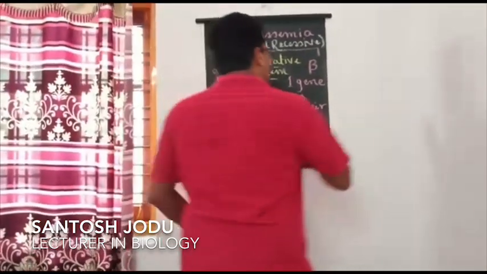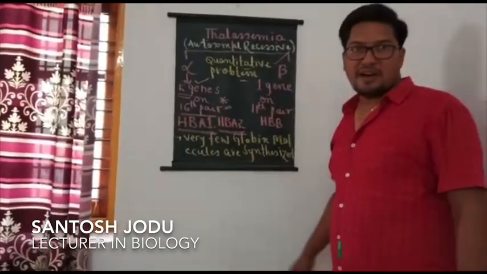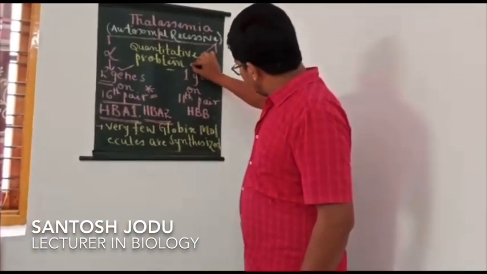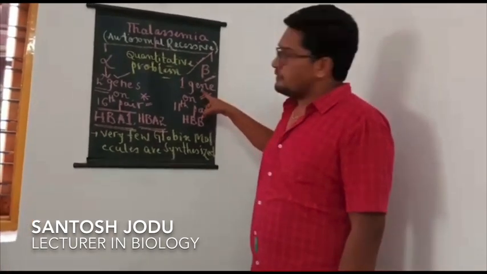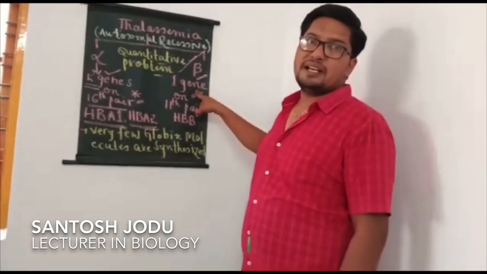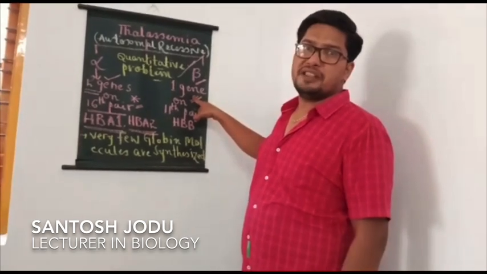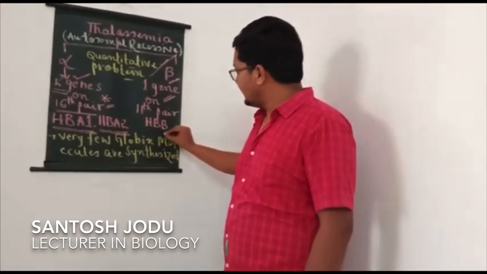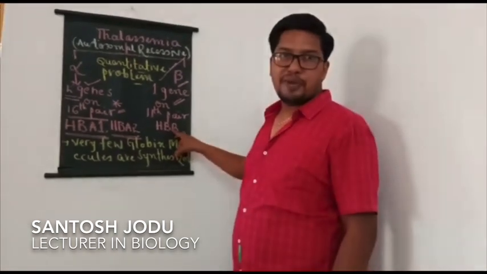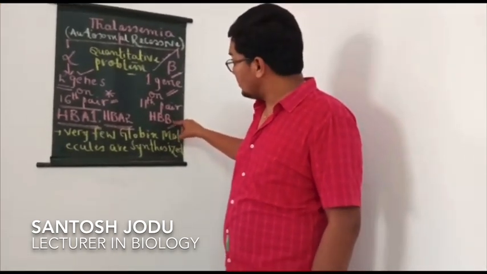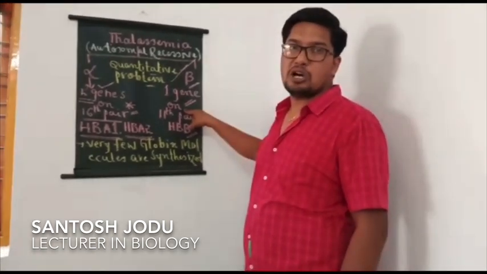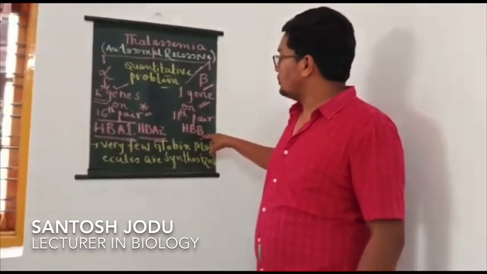And finally, coming to beta thalassemia. In beta thalassemia, the problem is always with only 1 gene. So beta thalassemia is associated with the problem of a single gene. And what do you call that gene? That gene is called HBB. And what is the location of HBB? HBB is always present on the 11th pair of chromosomes.